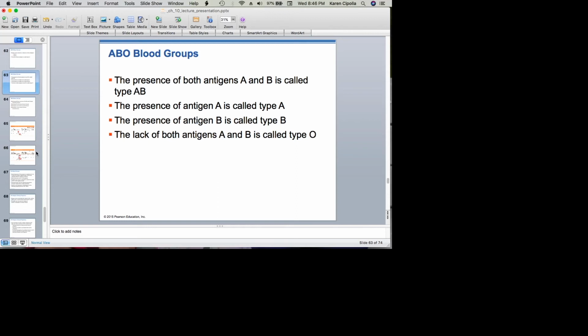So if you have the presence of A antigen, you have type A blood. If you have the presence of B antigen, you have type B blood. If you lack both of the antigens, you have type O.